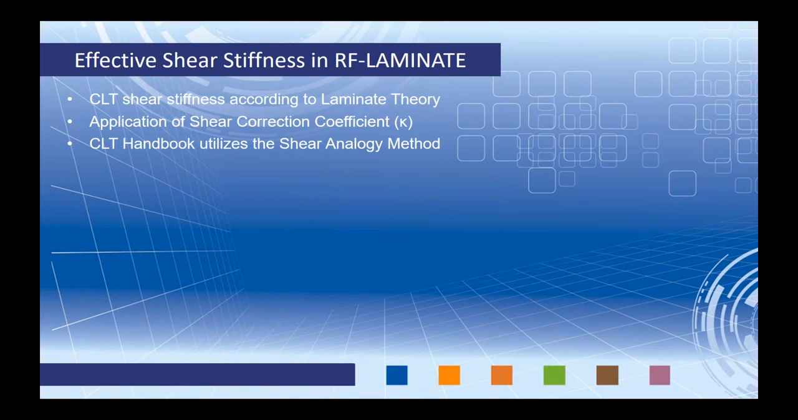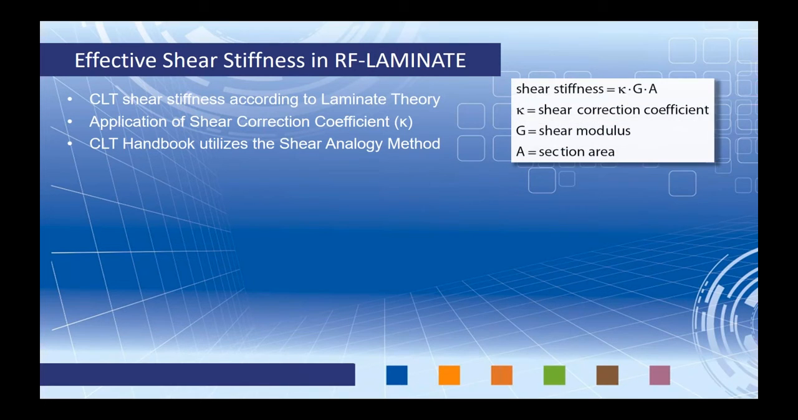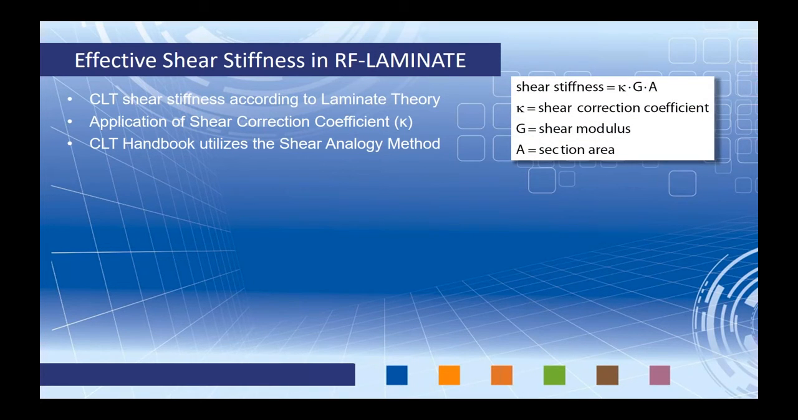correction coefficient. In turn, the CLT Handbook utilizes the shear analogy method. This is different than the laminate method. Both of them eventually come up with a reduced shear stiffness, and that's ultimately what matters. So either one, by theory, is probably considered fine, but within RF-LAMINATE, we're going to use the laminate theory. Here we're going to apply the shear correction coefficient to our shear stiffness, GA.